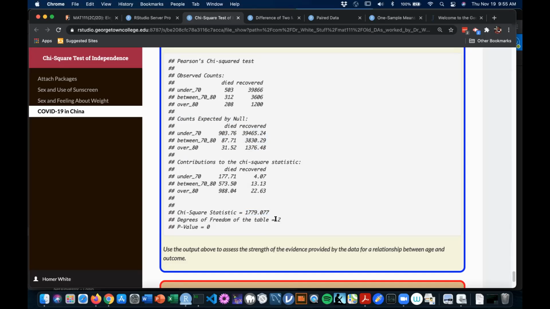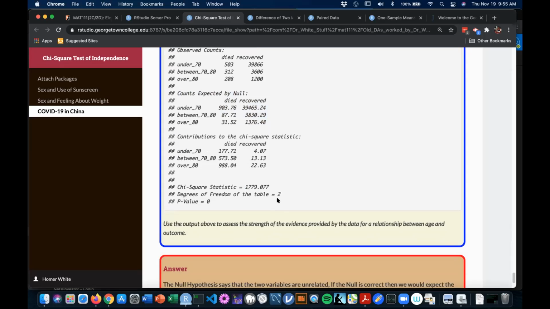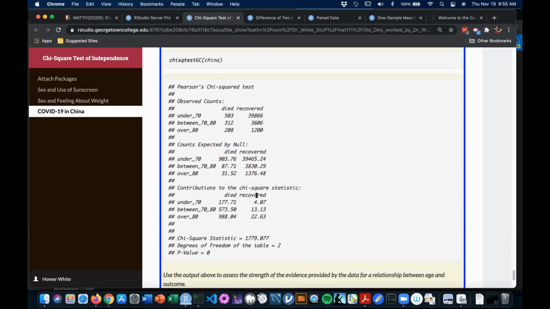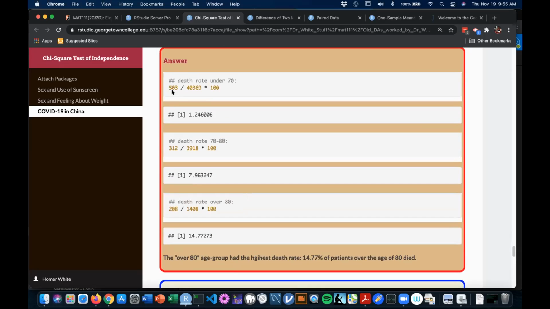It's a really big number. If the null was right, you could expect it to be around 2, but it's like 1,779. So the chances of getting something so big, if the null is right, are, as it says, basically 0. You're supposed to use this output to assess the strength of evidence provided by the data for a relationship between age and outcome.